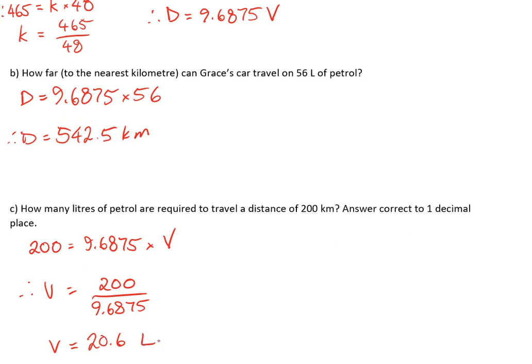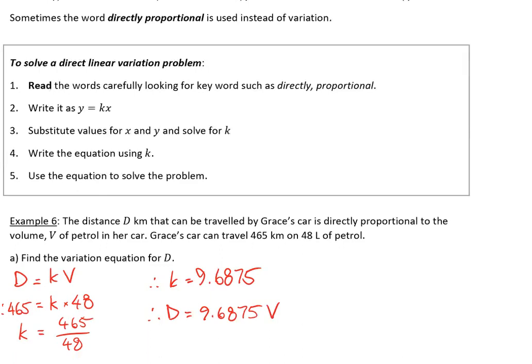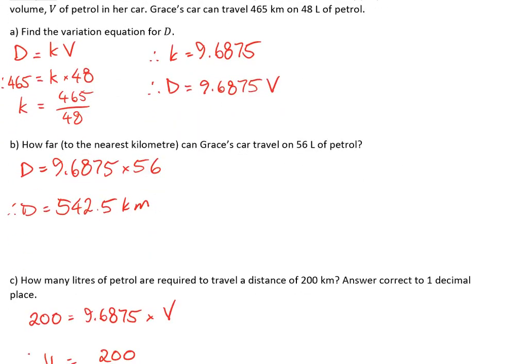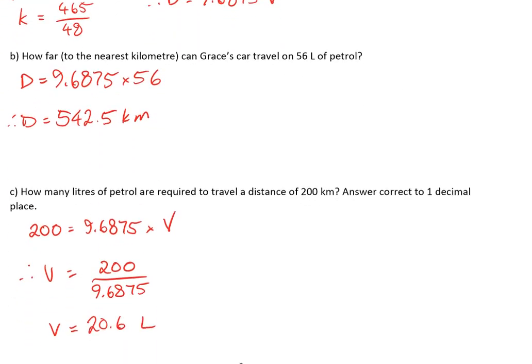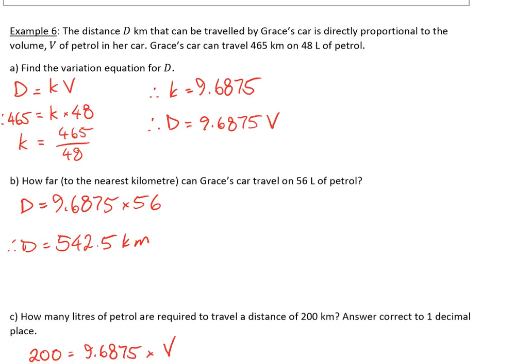There we go. So that is direct linear variation. We write an equation, y equals kx, substitute an x and a y, or a dependent and independent. We substitute values in to find the constant of proportionality. We find the value of k, and that gives us really a very simple equation for solving some other problems.